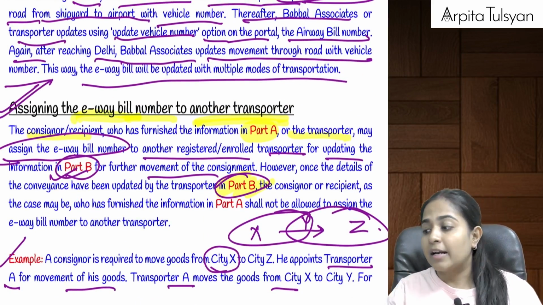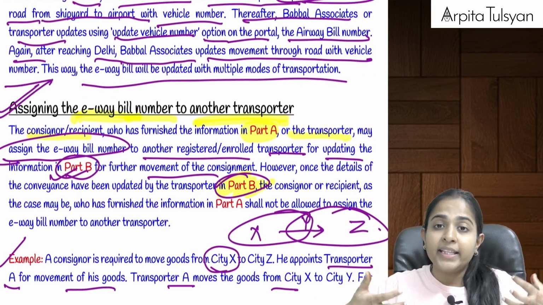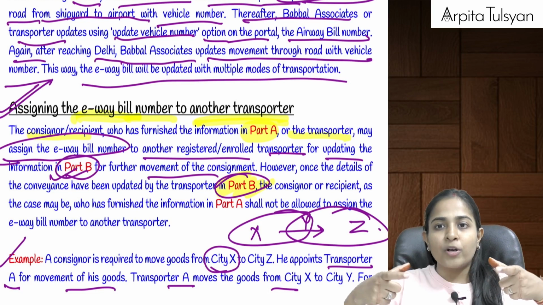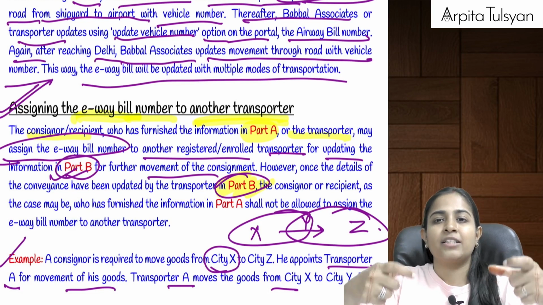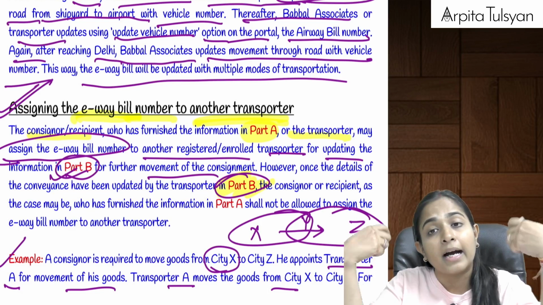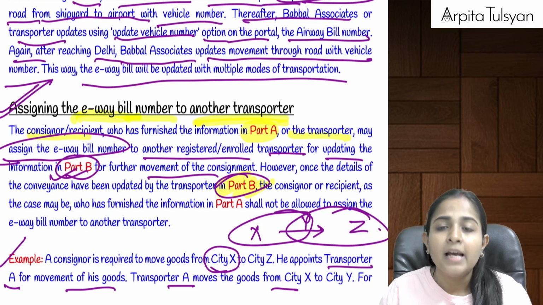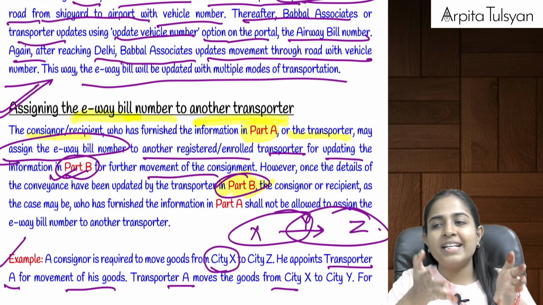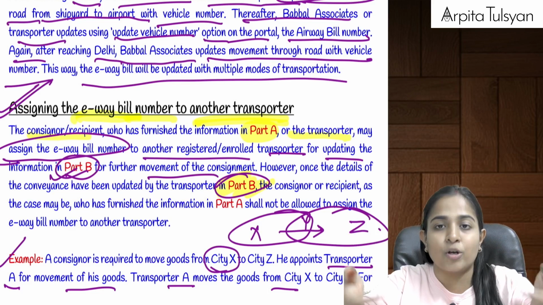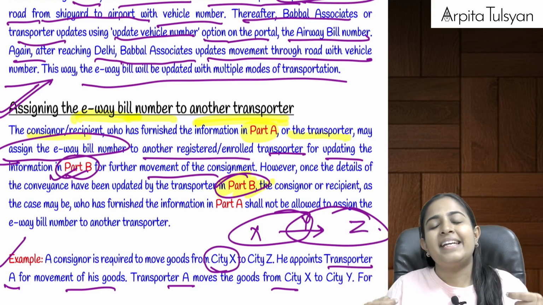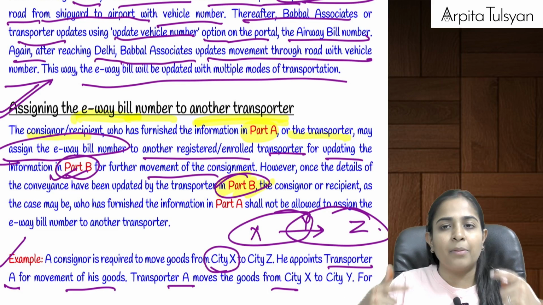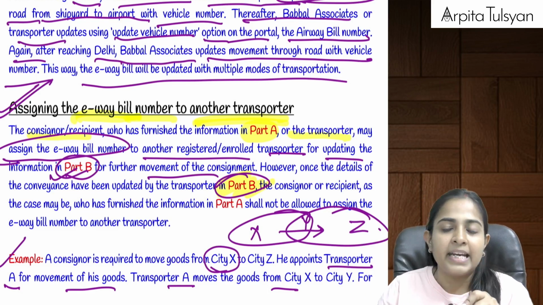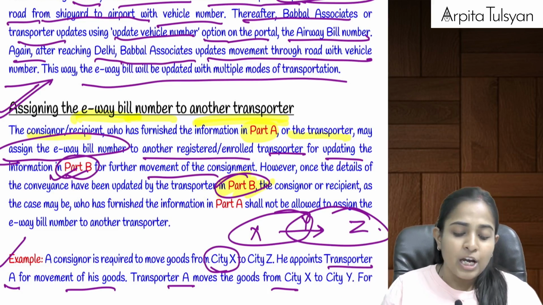Similarly, can there be a change altogether in the transporter also? Some area was transported by X transporter, and the next few kilometers will be transported by another transporter. Is that possible? In that case, the old transporter, whenever he is handing over the goods to the new transporter for further transportation, can assign the old e-way bill to the new transporter, and the new transporter in part B will be putting the details of the new vehicle number.